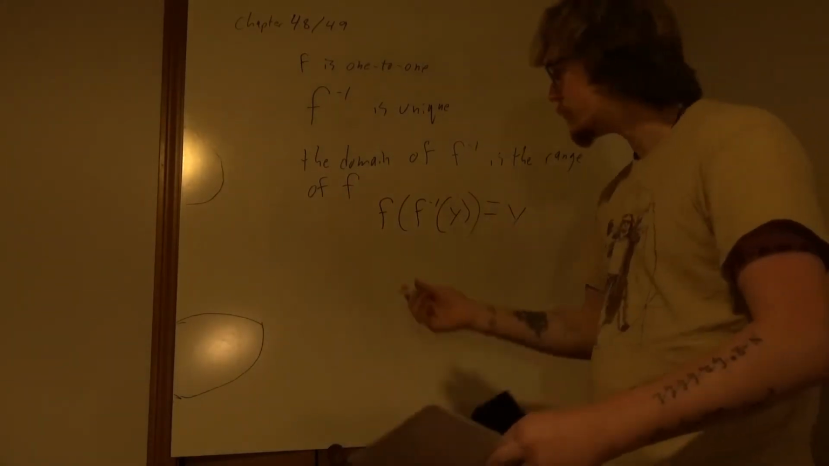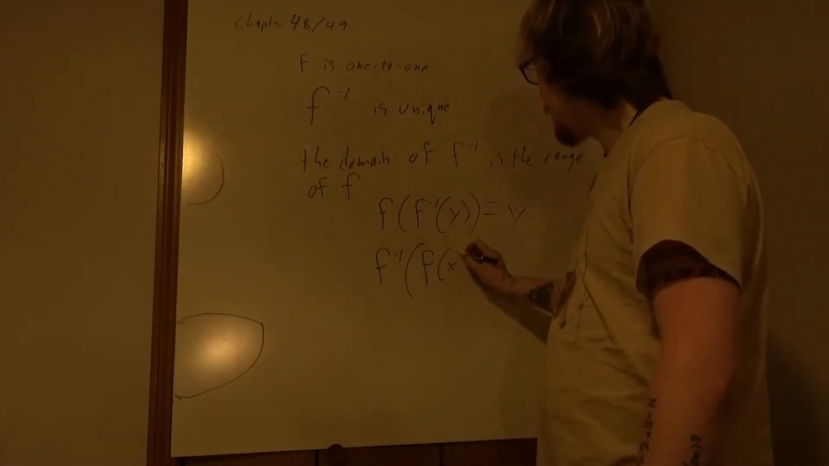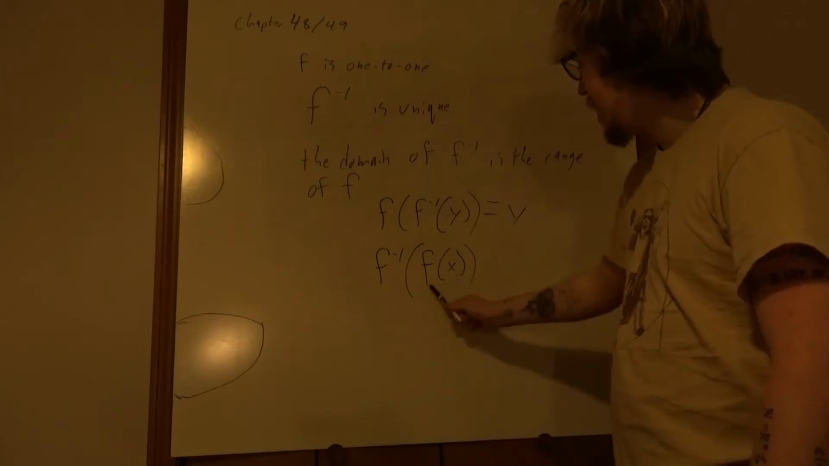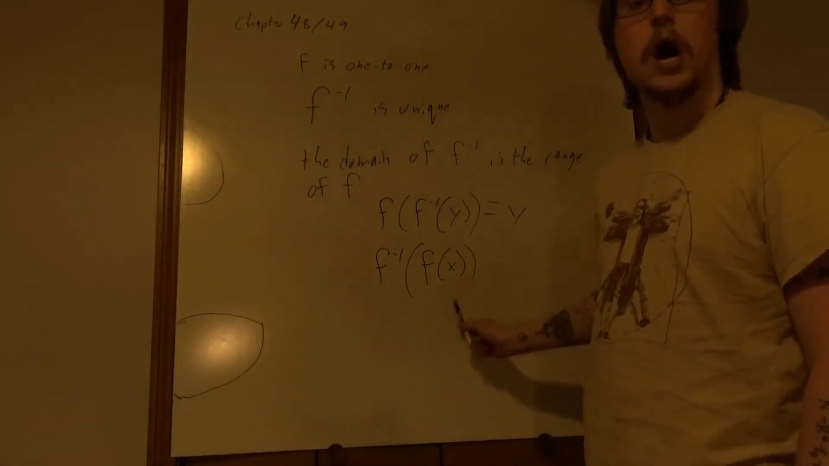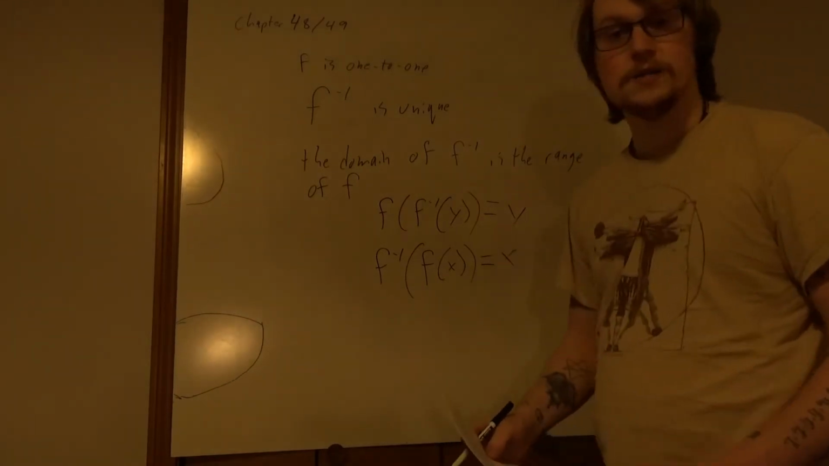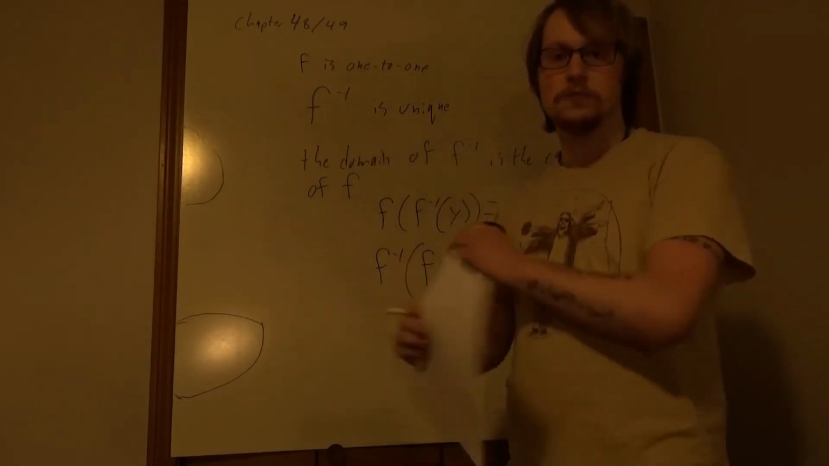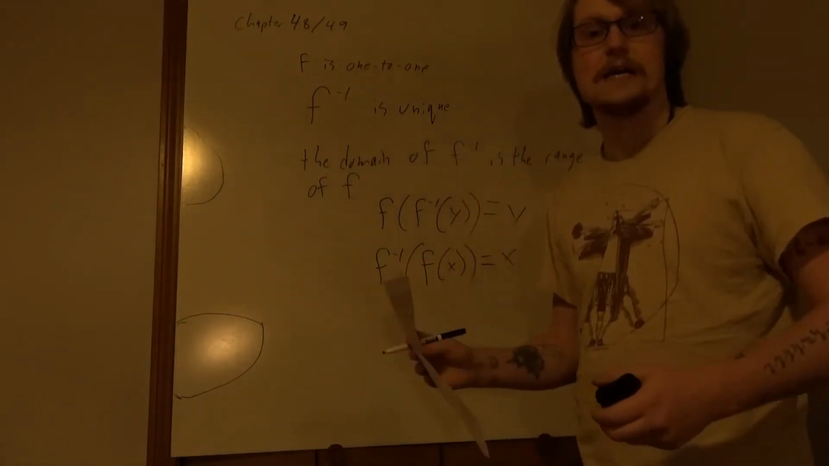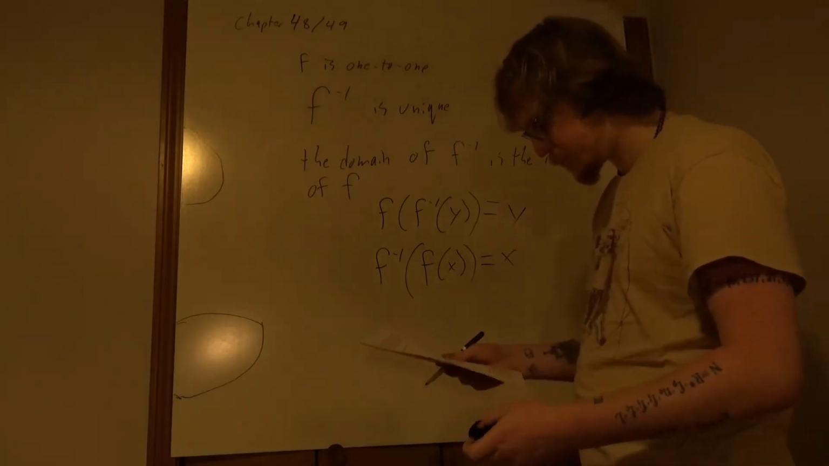Likewise, if we have f inverse of f of x, well, f of x is going to do something to x, and then f inverse is going to undo that exact same thing. So this is also going to be just x. So basically, whenever you see a function composed with its inverse, it does nothing. It's called the identity function, or it just doesn't do anything.